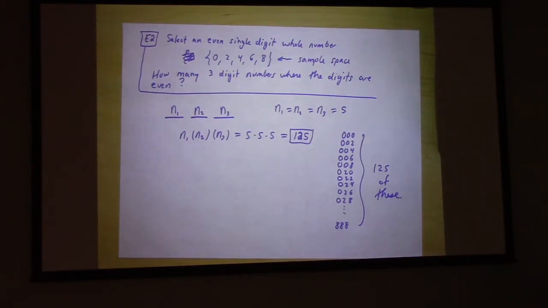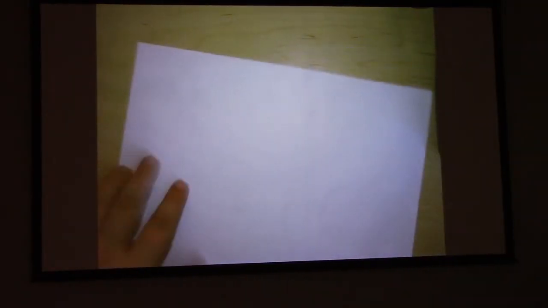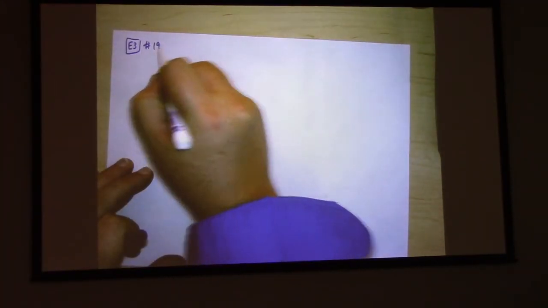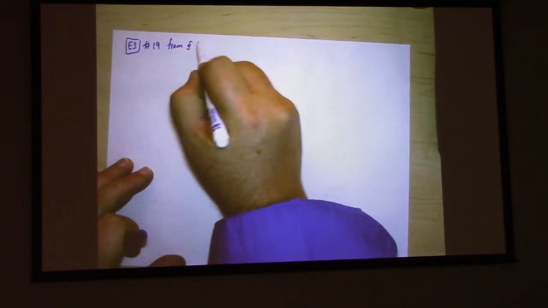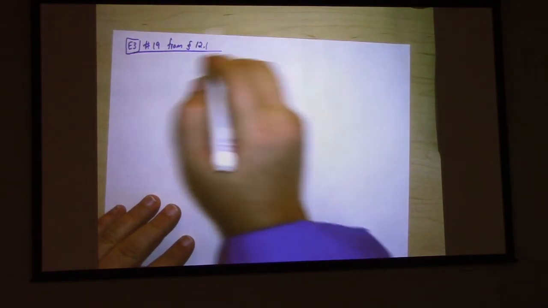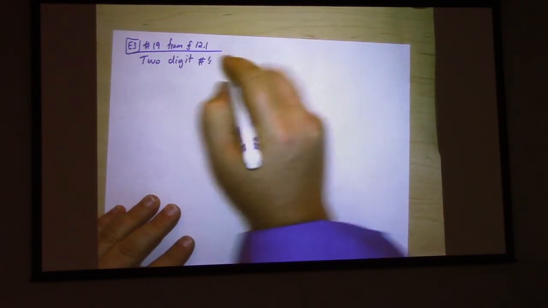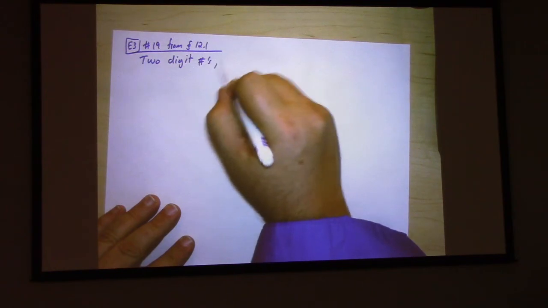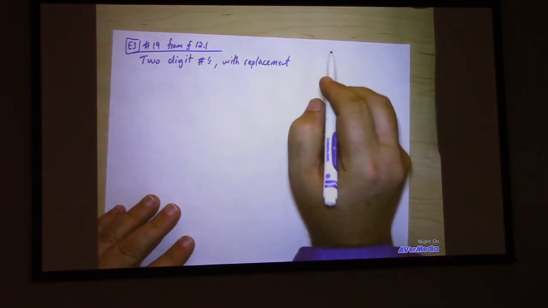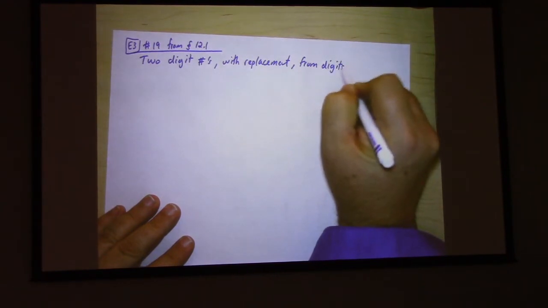So let's look at example 3. This is going to be number 19 from section 12.1. And here the question says, the following experiment. 2-digit numbers are formed. 2-digit numbers with replacement from digits 0 to 9.